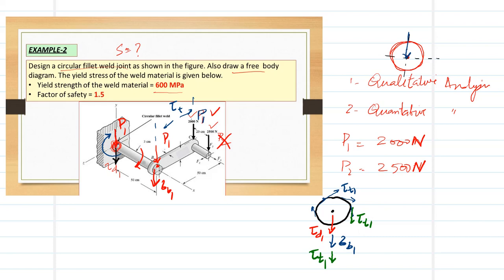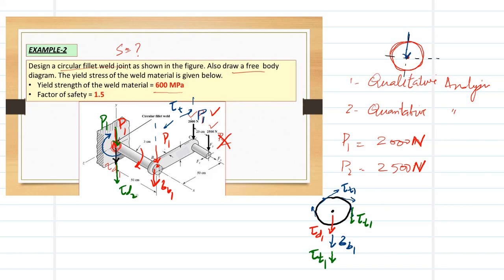Now, if we look at the load P2, so this is due to P1. Now look at P2. P2 is also in the downward direction with 2500 Newton. If I translate this P2 again to the point at the centroid, we have a direct shear due to this load 2, which is called tau D2.